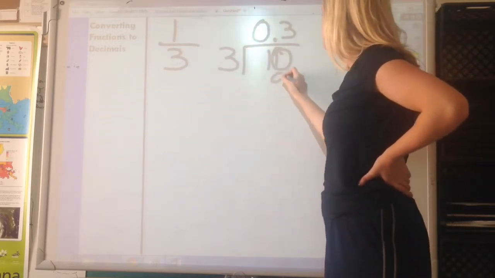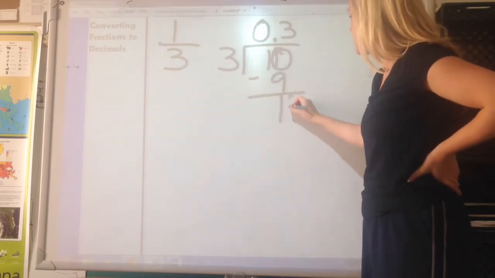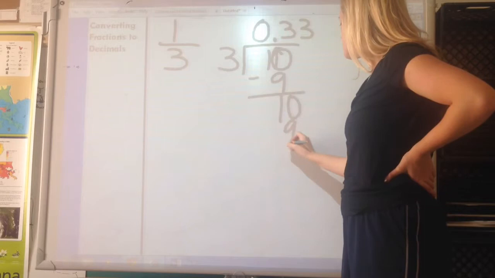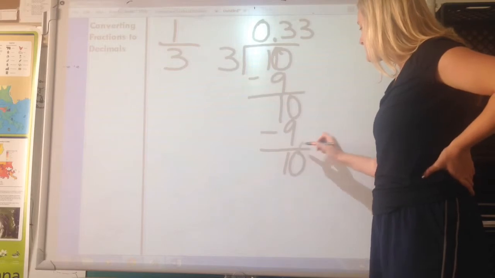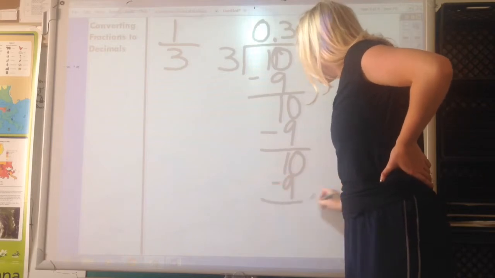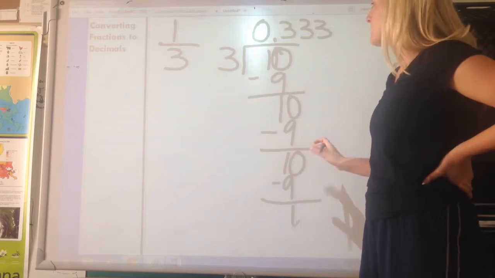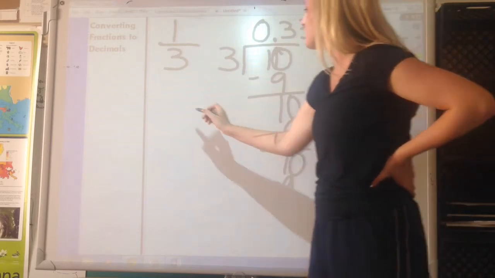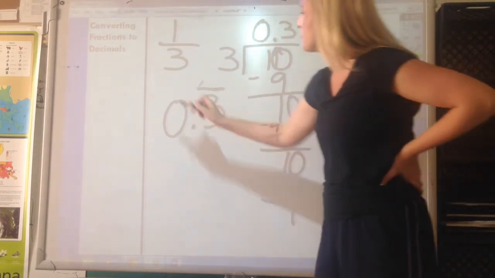3 times 3 is 9. If I subtract down, 10 minus 9 is 1. 3 does not go into 1, so I got to bring down a 0. 3 does go into 10 3 times. 3 times 3 is 9. 10 minus 9 is 1. 3 still doesn't go into 1, so I add a 0. 3 does go into 10 3 times. 3 times 3 is 9. Hopefully you guys are seeing I could do this forever, and it would never end, because I know that 1/3 is a repeating decimal. So I can just represent my answer as 0.3 with our little bar at the top to show that it's a repeating decimal.